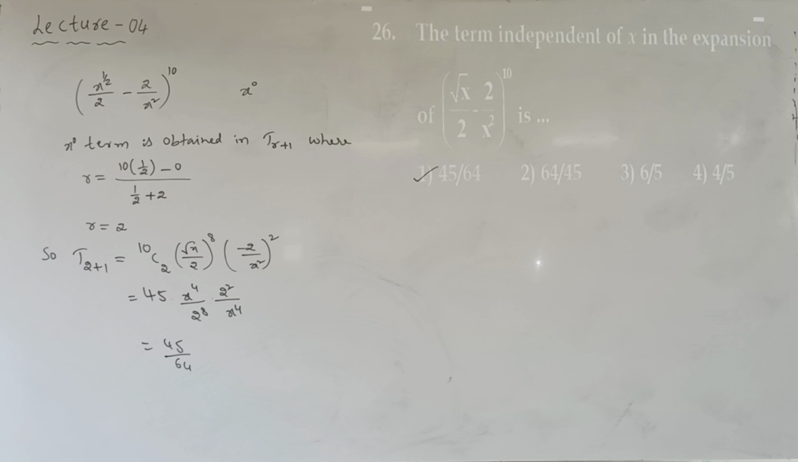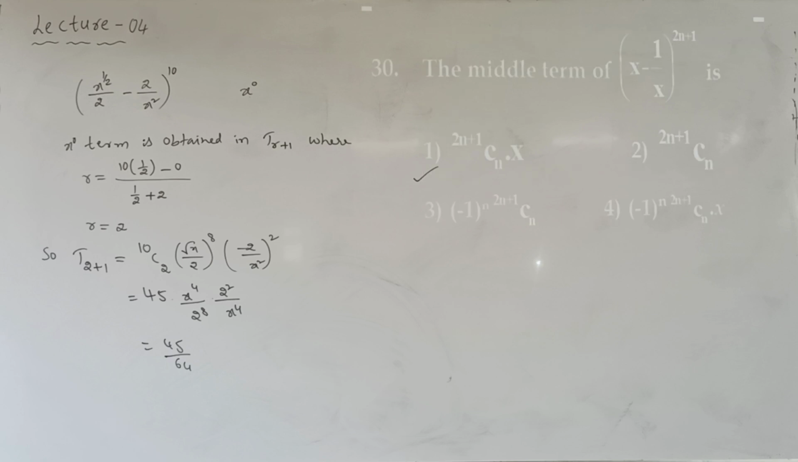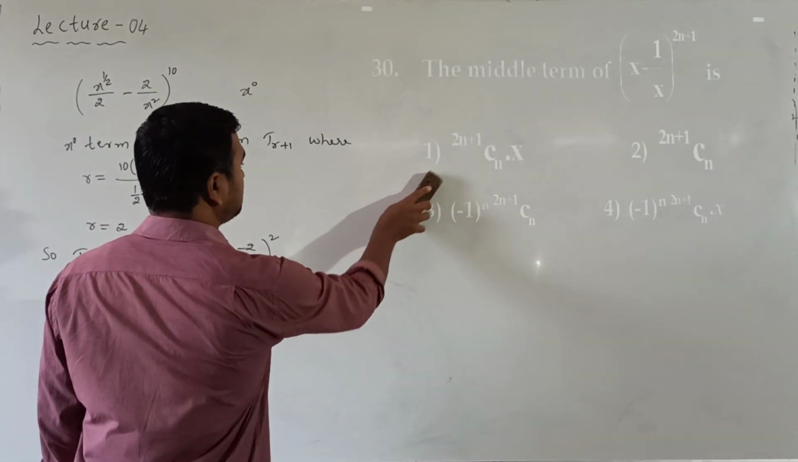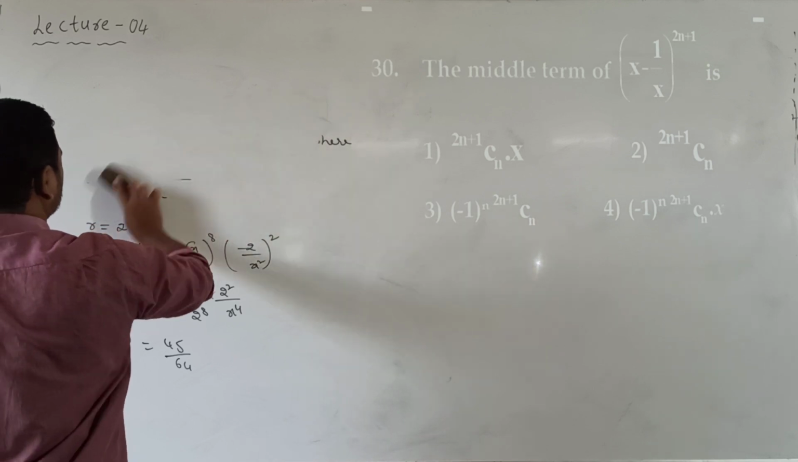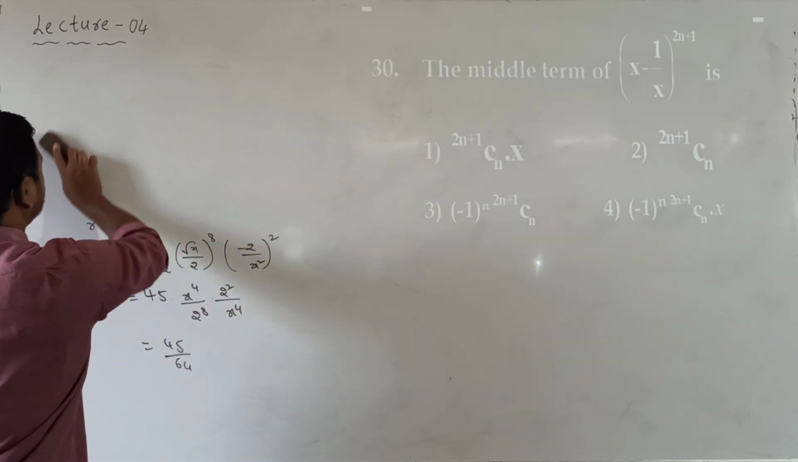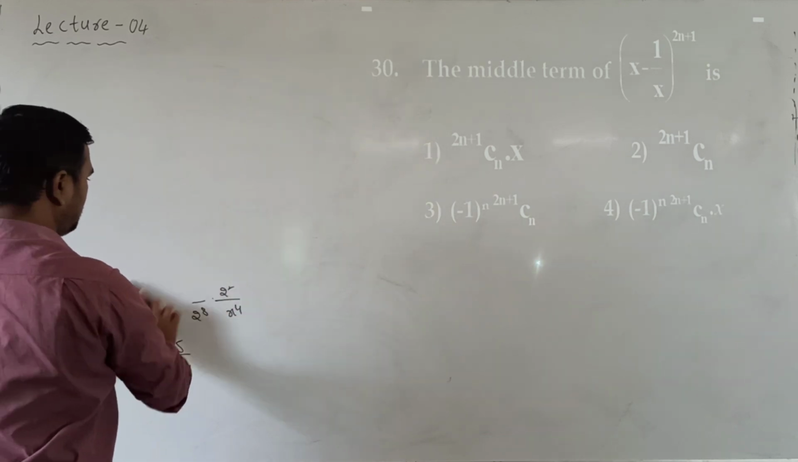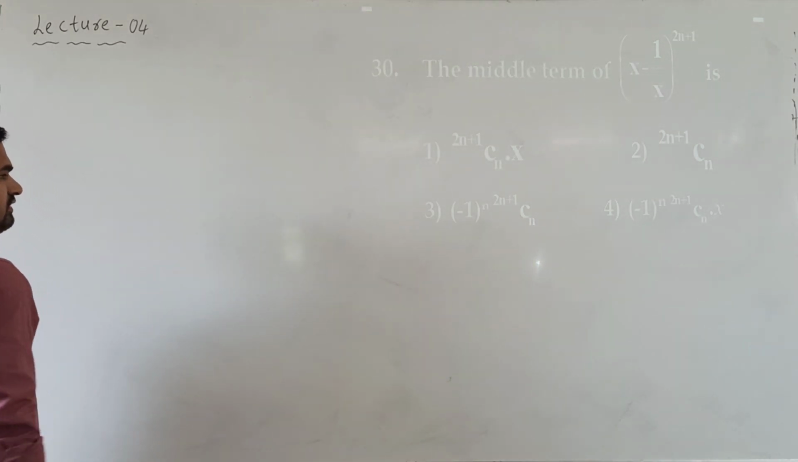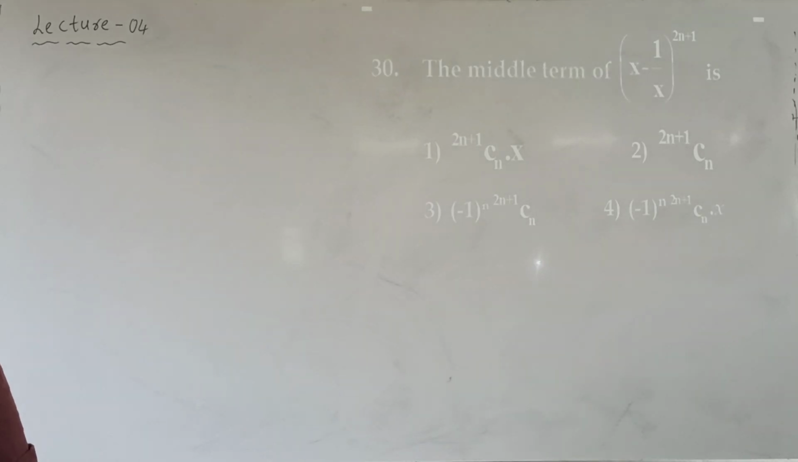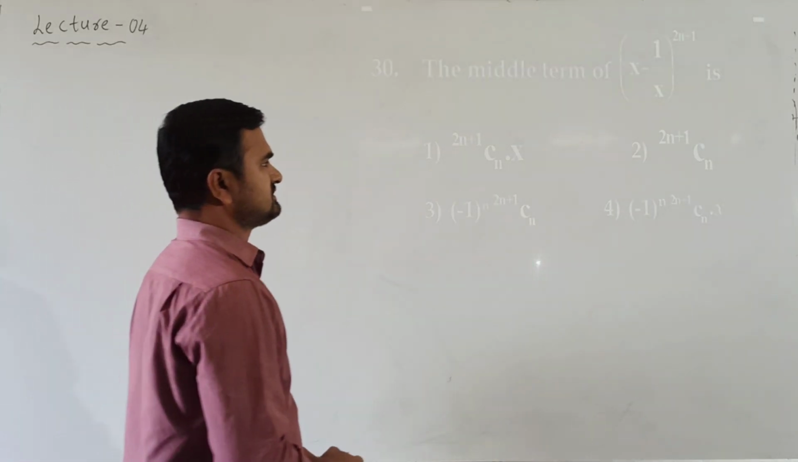Let us see the next question. The middle term in the expansion (x minus 1 by x) whole power 2n plus 1 is. We have to find the middle term in the expansion. The middle term depends on the power. If the power is even, we get only one middle term. If the power is odd, we get two middle terms.